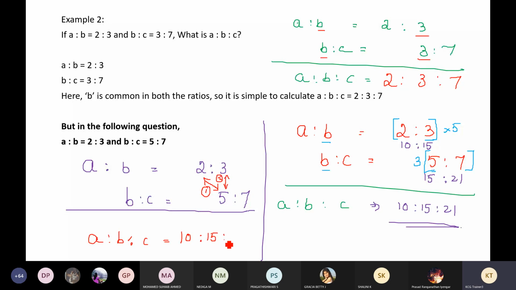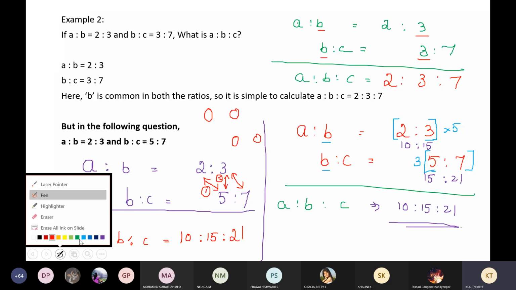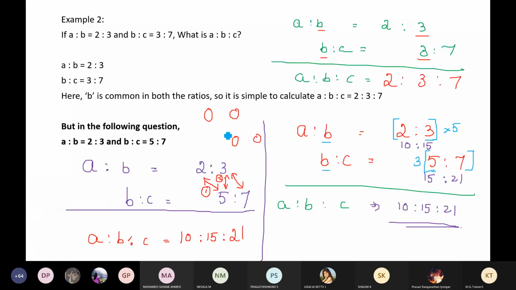Clear? So A is to B, B is to C. So this is how it is. So what are you supposed to do, guys? Multiply these two, which is the first one. Multiply these two, that will give you the second one. And multiply these two, which will give you the third term. Okay. Excellent. Fine then.